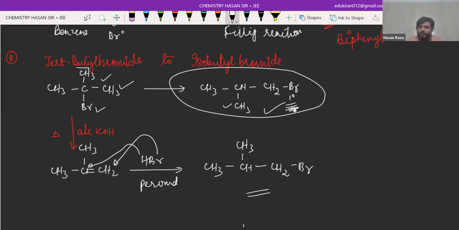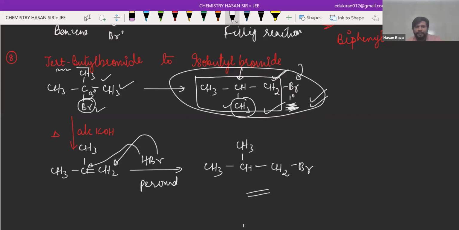If you are seeing with respect to this, it will be primary. This is tertiary butyl. That means basically the bromine should be on a tertiary carbon. So this is tertiary connected to this. Isobutyl bromide means in this isobutyl, there must be a carbon which is secondary, and there is a free valency here and it becomes 1 degree. This should be clear because the examiner will ask this type of question. Definitely.